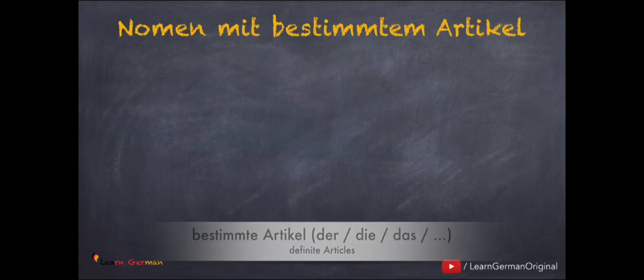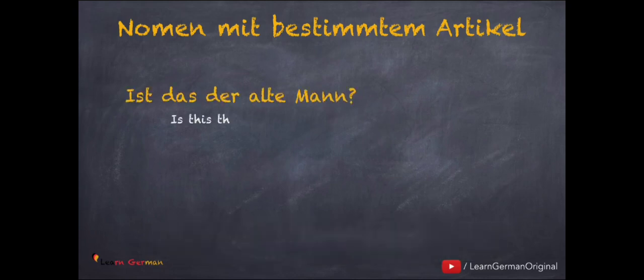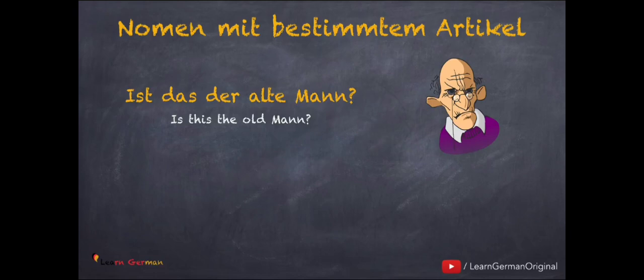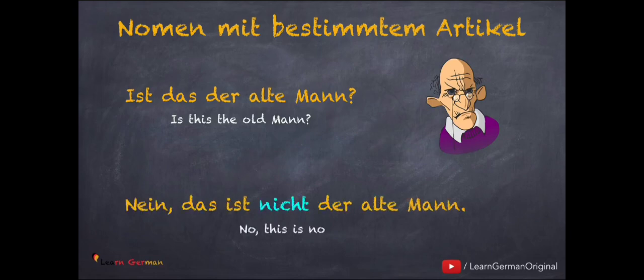Now let's look at the first sentence. Ist das der alte Mann? Nein, das ist nicht der alte Mann. Because we have der alte Mann in this case, to negate such a sentence, you will have to use nicht.